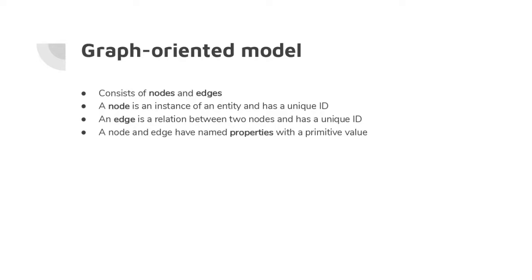And then the final model. So we had a relational model, document-oriented model, and now the graph model. So the graph model consists of nodes and edges. And a node is actually one instance of an entity. So for example, a user, and it has a unique ID. So a node is like an entity in the relational model, but it's not a table, it's just one instance of an entity. And then an edge is a relation between two nodes, and it also has a unique ID. And both edges and nodes have properties, where each property is also a dictionary, but with only primitive values.